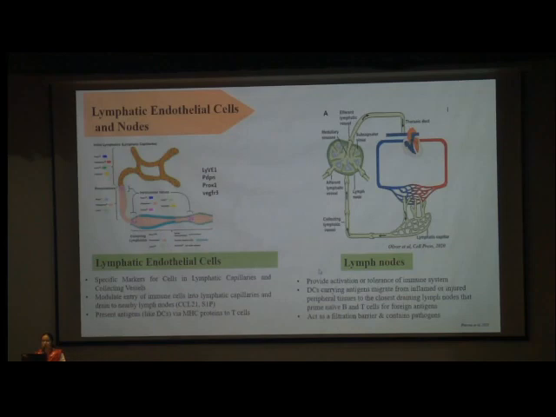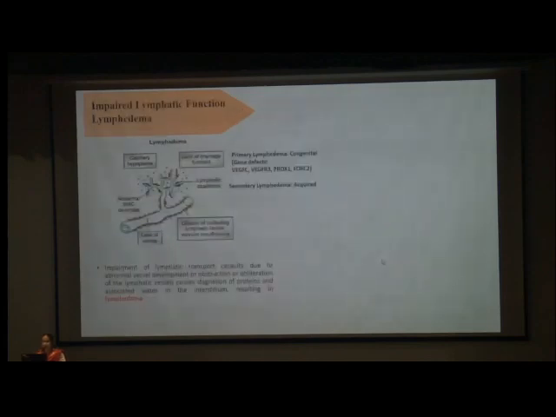And when we talk of lymph nodes, this is the organ where the lymph from the lymph capillaries drains. And these nodes, we all know, are important mediators of the adaptive immunity. They act as filtration barriers, and they help to contain the pathogens locally in the organ so that it doesn't spread systemically. Now, the impaired lymphatic function is called lymphedema.